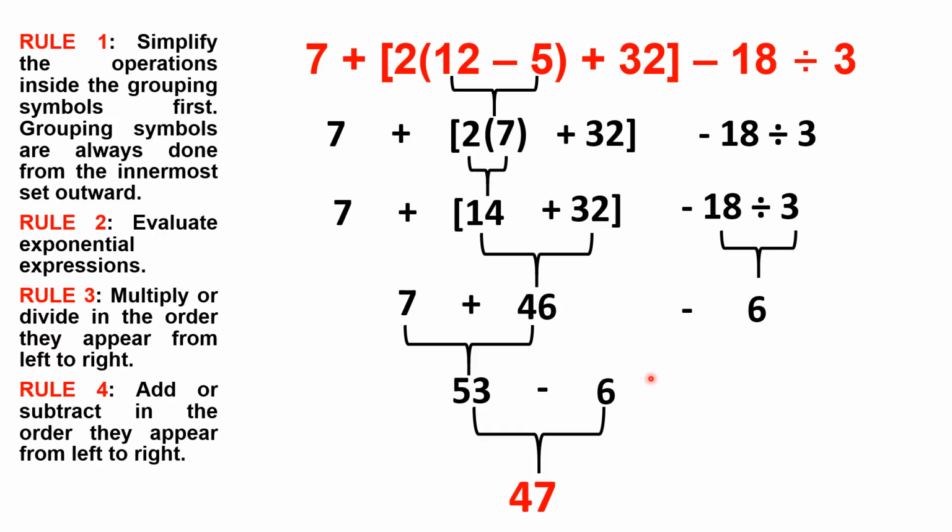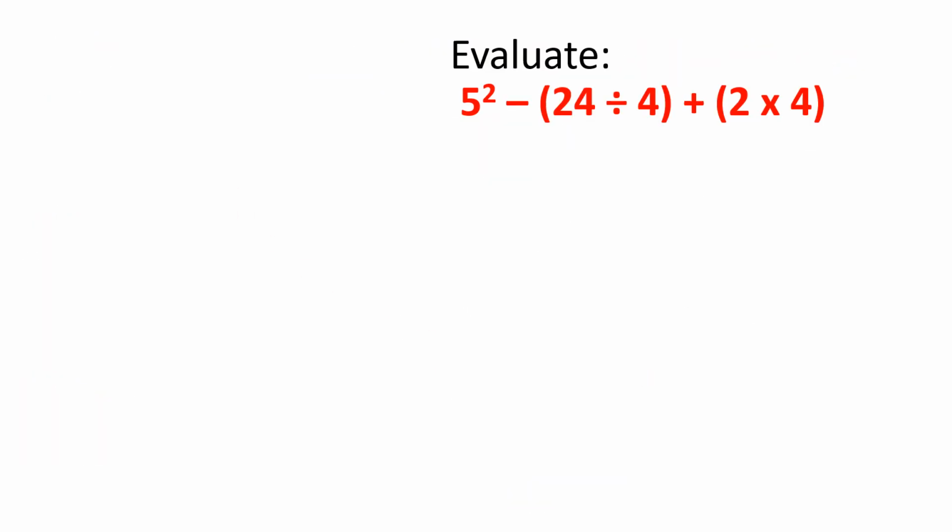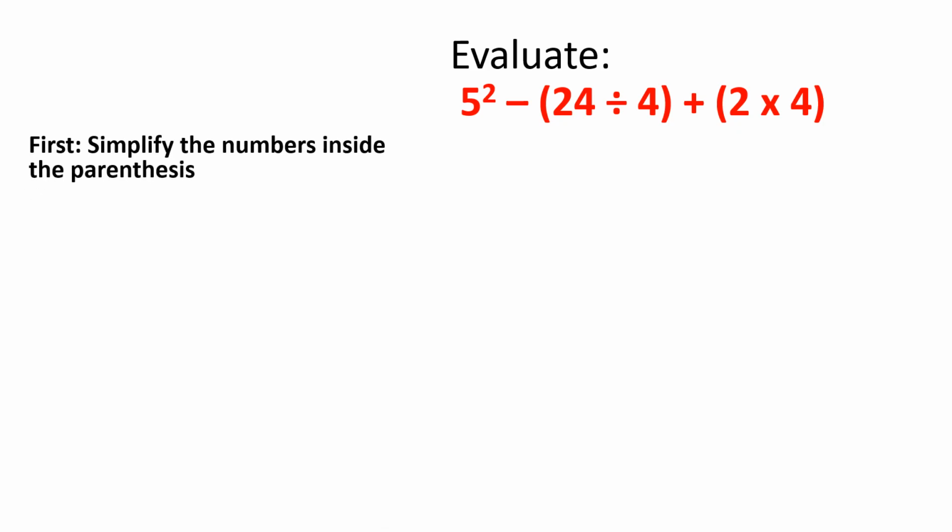Is it clear? Okay. Well, let's try to evaluate an expression with an exponent, which is 5 squared minus the quantity of 24 divided by 4 plus 2 times 4. Remember the rules that says, number 1, simplify the numbers inside the parentheses. Okay, you have 24 divided by 4 is equal to 6 plus 2 times 4, which is equal to 8. Then copy the remaining expression.